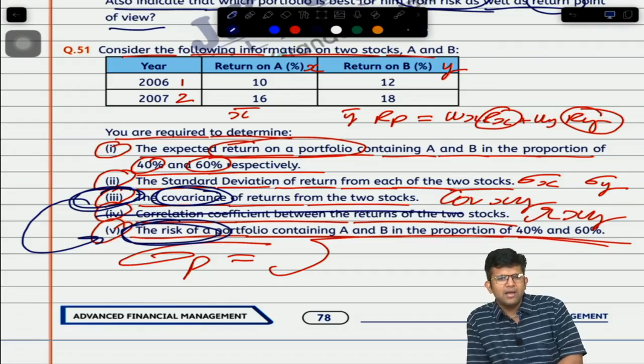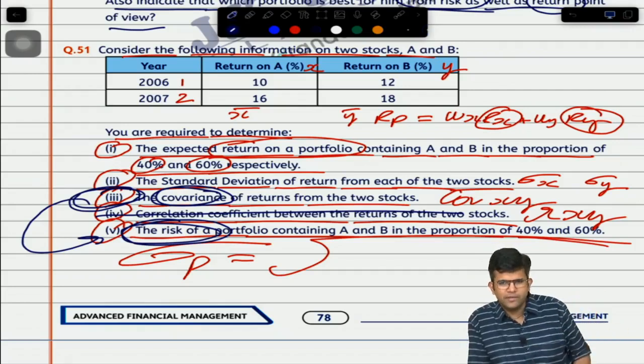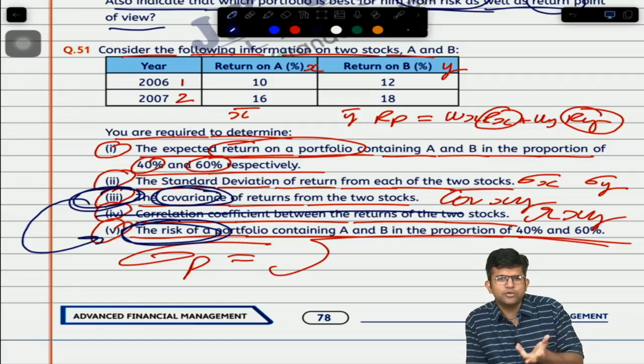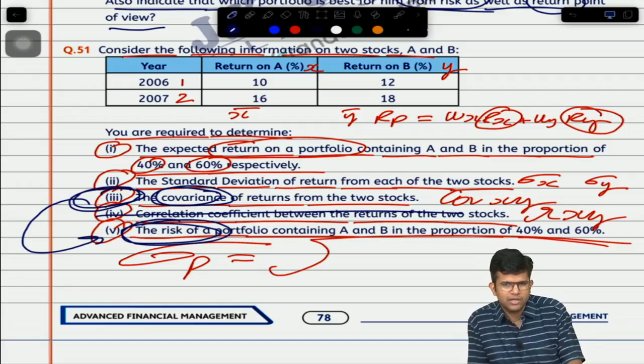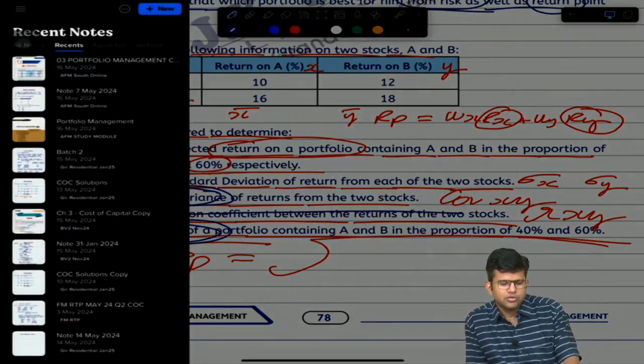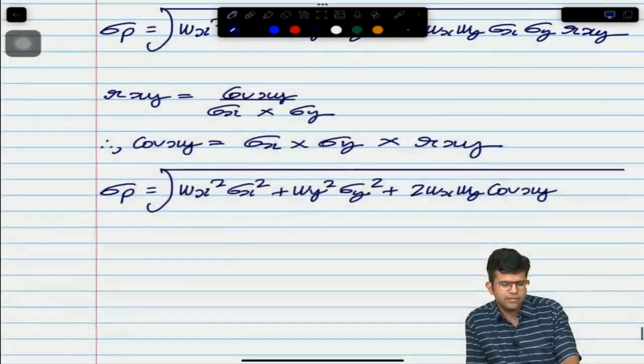Everyone clear now? Here they asked you correlation, so we did it. But in the future question we can try to directly take covariance and knock it off. Everybody clear? I hope you are getting what I am trying to say. Covariance also shows direction only, no? I told you, explained to you last time. Okay. So, students, with that we complete this question.